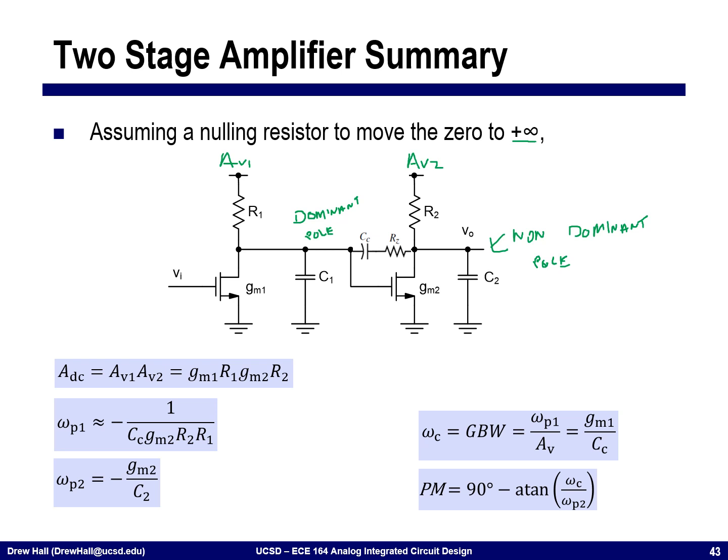I'll get that the crossover frequency, or the unity gain bandwidth, is equal to GM1 divided by CC. And the phase margin is going to be 90 degrees minus the arctangent of omega C divided by omega P2. So these are really useful equations that you will likely need for your project. Your project is a little bit more complicated in the sense that R1 is not simply a resistor, it's a more complicated stage, as well as R2. But these are great summary expressions, and you'll need to derive them for your particular architecture.